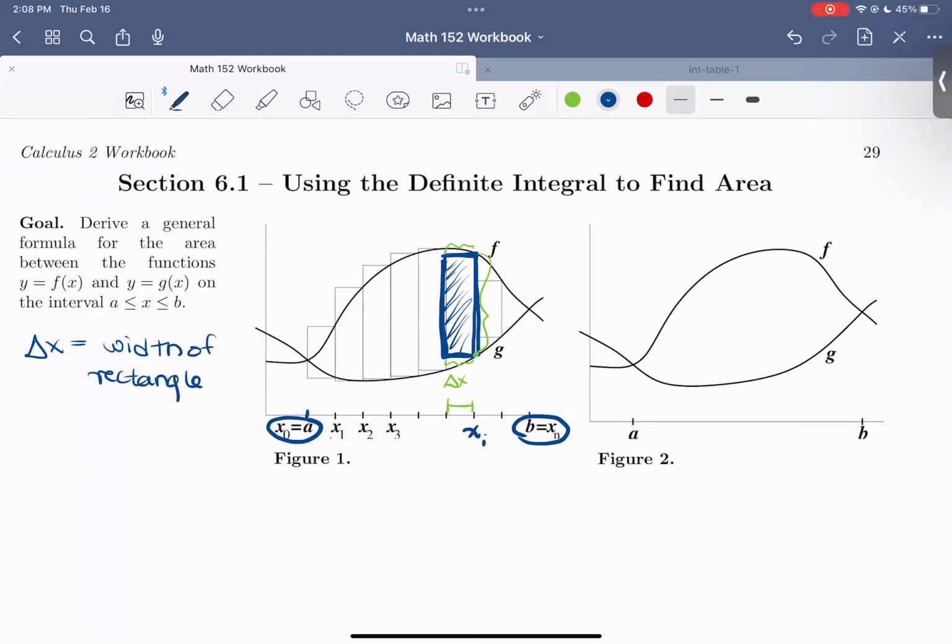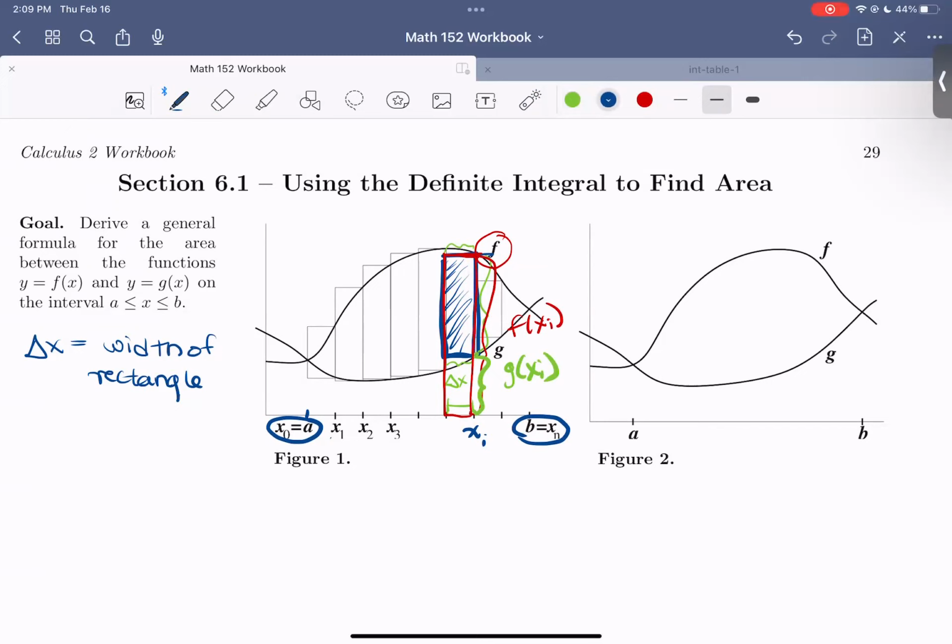So then what about the height of that rectangle? If we look at the entire rectangle all the way from the x-axis to the top of our rectangle, that's just the value of f at x sub i. So this total amount is f of x sub i. But we don't want to include that total amount. How much do we want to subtract from this length? We need to subtract all of this amount, and all of that amount is just the value of g at x sub i.